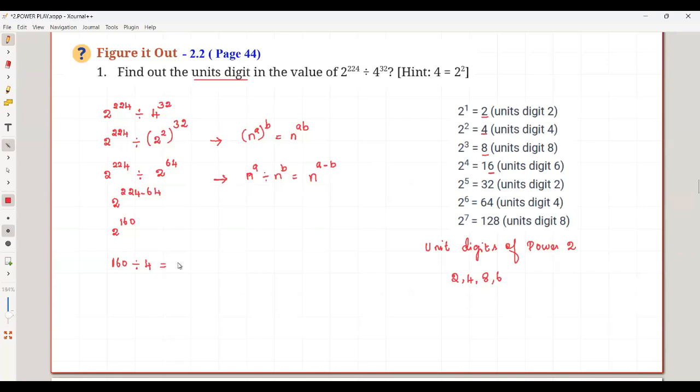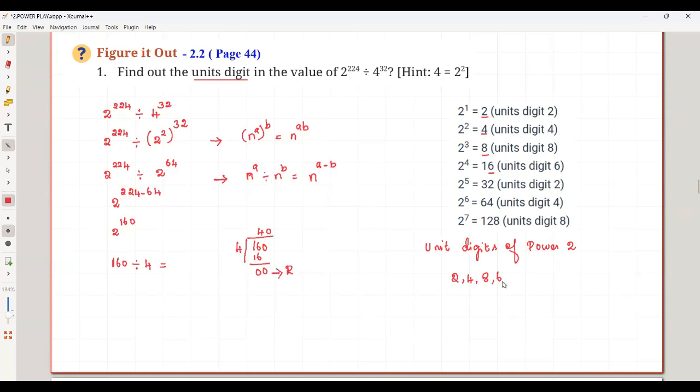4 4s are 16. Okay. So remainder is coming as 0. So 160 divided by 4, normal division if I do it, 160 divided by 4 means, 4 fours are 16. So balance 0, here 1 0, here also 0. So I'm just getting remainder as 0.